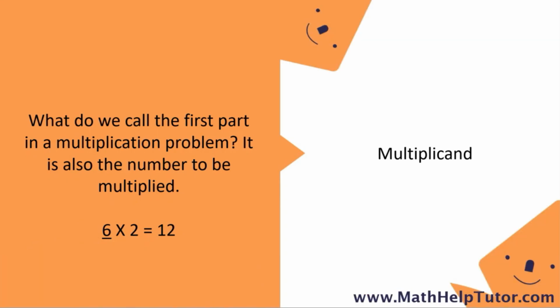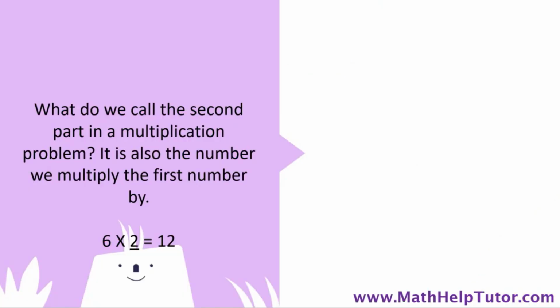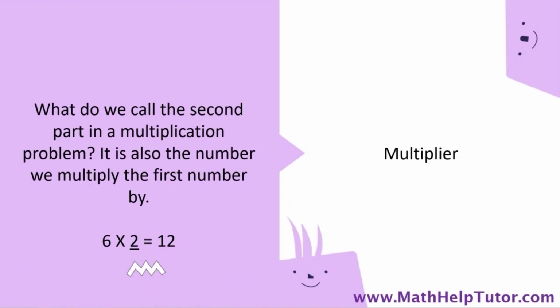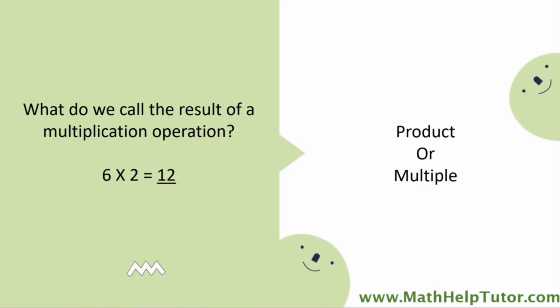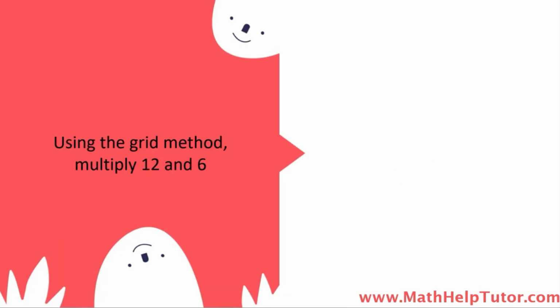The answer is multiplicand. What do we call the second part in a multiplication problem? It is also the number we multiply the first number by. The answer is multiplier. What do we call the result of a multiplication operation? The answer is product or multiple. Using the grid method, multiply 12 and 6.